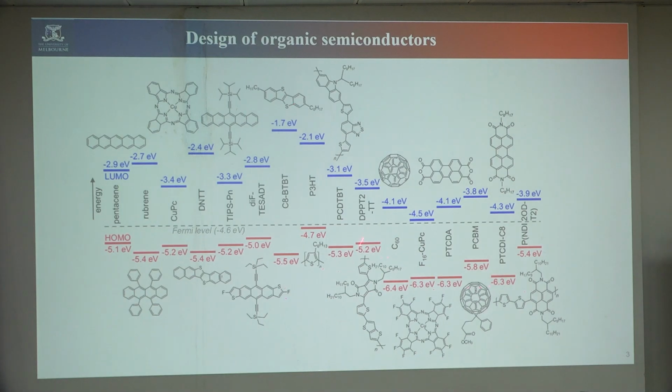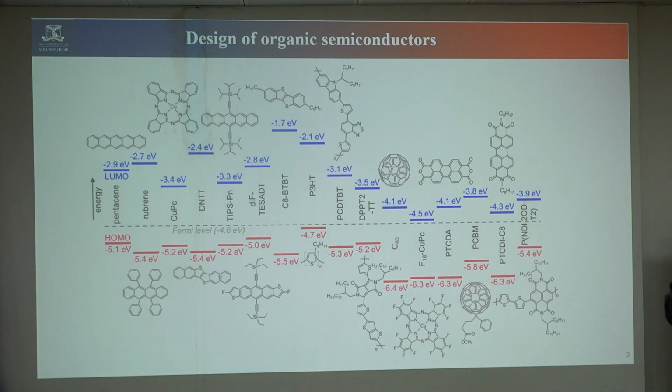On the right-hand side, after PCBM, the fullerene is well known as an acceptor material. It's based on a carbon allotrope. Everything on the right-hand side is an acceptor, meaning an n-type material. For the n-type materials, the HOMO level is further down. For the p-type material, the HOMO level is a little bit higher, and for the acceptor it is lower.